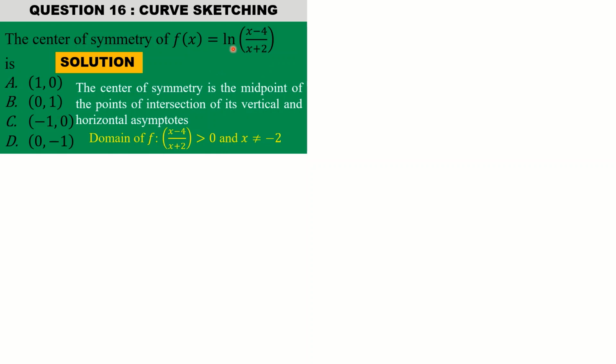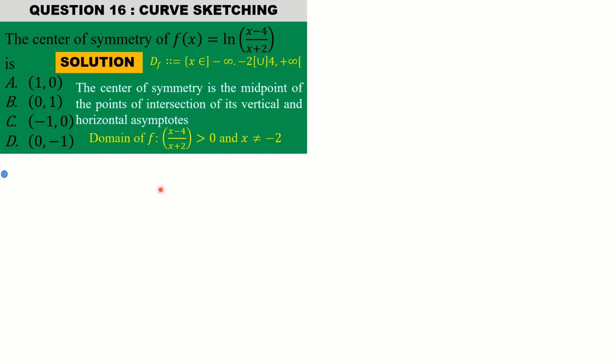For the ln function to exist, the interior should be positive, and for this interior to exist, the denominator should be different from 0. For the interior to be positive, you solve this inequality, and for the denominator different from 0, you get x different from -2. If you solve keenly, you're going to get the domain of definition of the function to look like this.